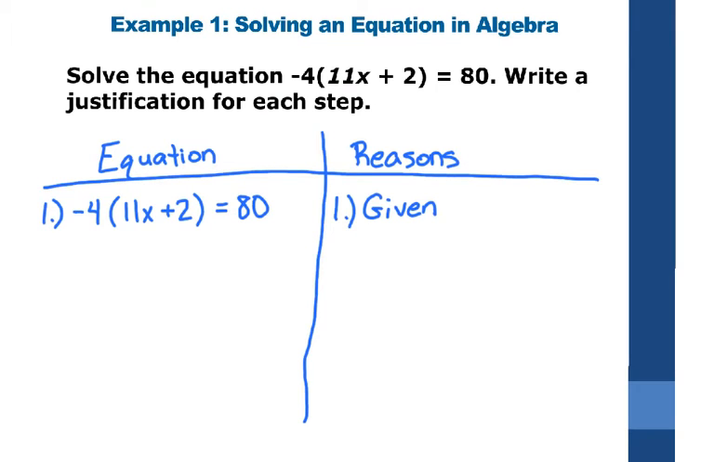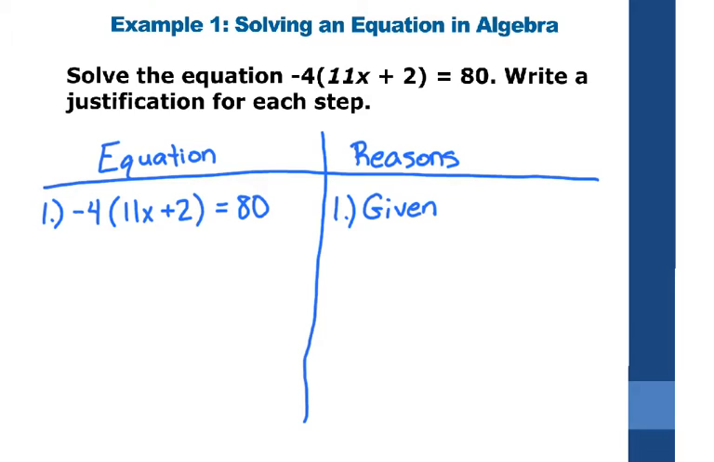Let's move on. Okay, so our first example is an algebraic proof. We're going to use algebraic proof to solve this equation and write justifications for each step. So as I said before, whenever we do proofs, we're going to be using two-column proofs. One side is for the equation or the statement. That's this side right here. And then our reasons is our justification for the step that we just did. Okay?